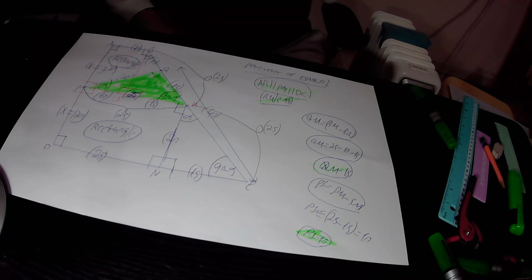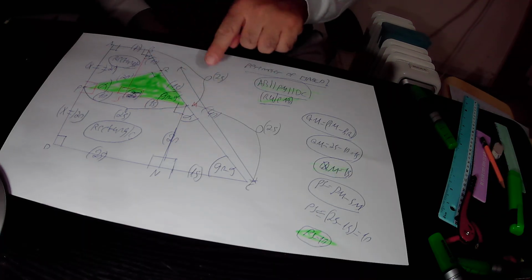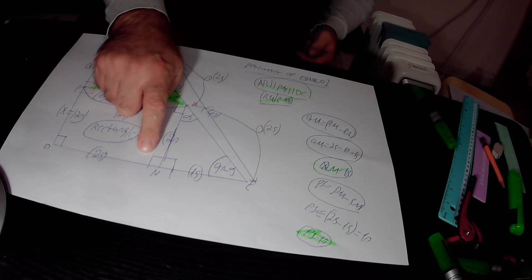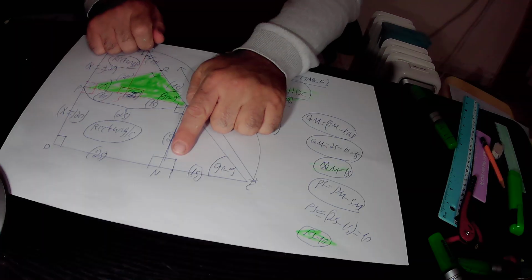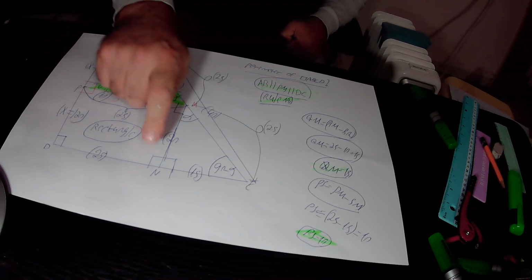In the next step, we do another construction. From point M, we draw a perpendicular on DC. So this angle equals 90 degrees, and this angle also equals 90 degrees according to our construction. We define the touching point of the perpendicular from point M and DC as point N.